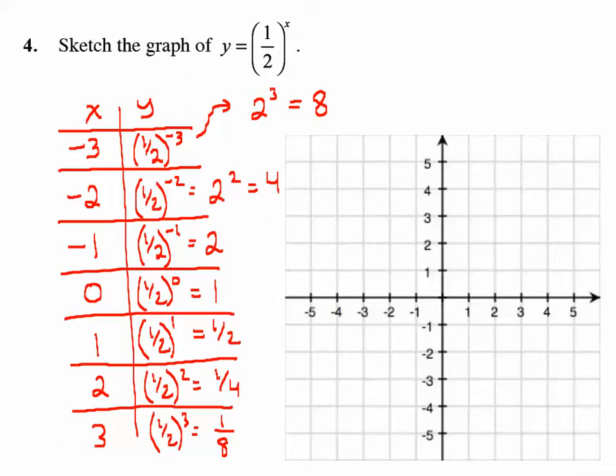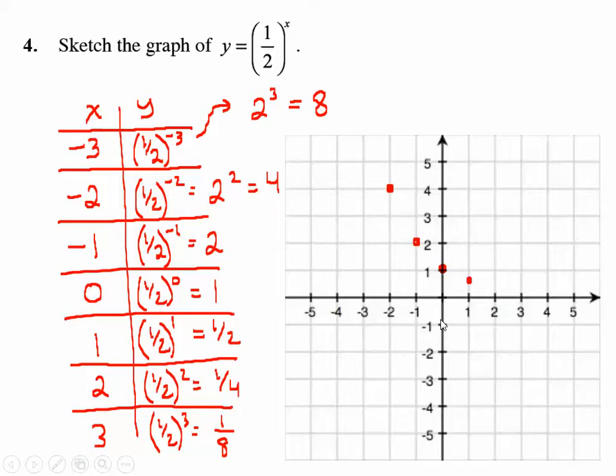All right, can we graph it? All yours to graph it. All right, so let's see, -3, 8. Can't graph that one, it's off the graph already here. So -2, 4, now it can be graphed. -1, 2. 0, 1. Notice the 0, 1 was also on the previous graph as well. This tends to be an important point there.